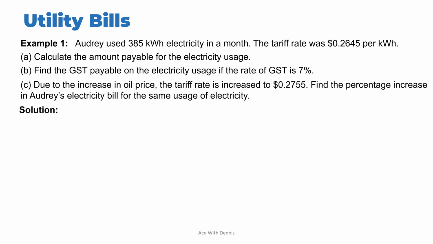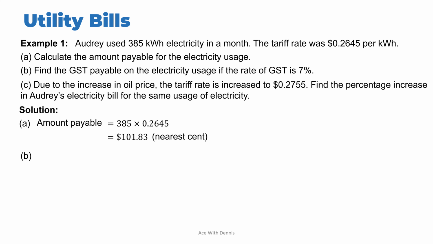Okay, so now let's look at the solution here. To calculate for A, to calculate the amount payable, just take the usage times the rate. So the usage is 385 kilowatt-hour, then times $0.2645. So the amount payable would be $101.83, rounded to the nearest cent. Okay, now for B, since the GST is 7%, the GST payable will be the total amount, $101.83 times 7%, and we get $7.13, rounded to the nearest cent.